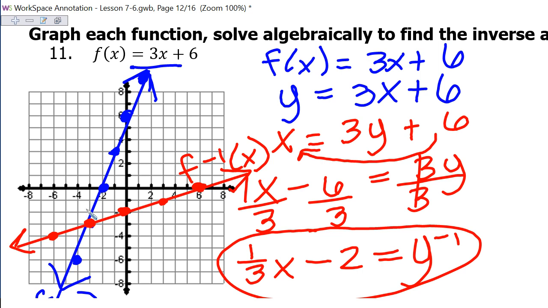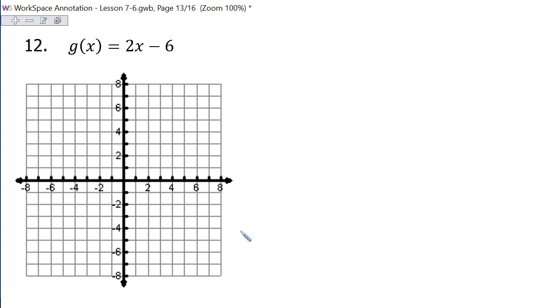Okay, next one, number 12. First thing we need to do is graph that line. So what is the y-intercept? Negative 6. The slope is 2 over 1. So if the rise is positive, do we go up or down? Up. So we need to go up 2, right 1, up 2, right 1, up 2, right 1. And what's the opposite of up 2, right 1? Down 2, left 1.